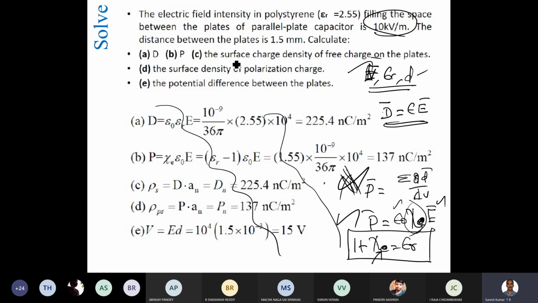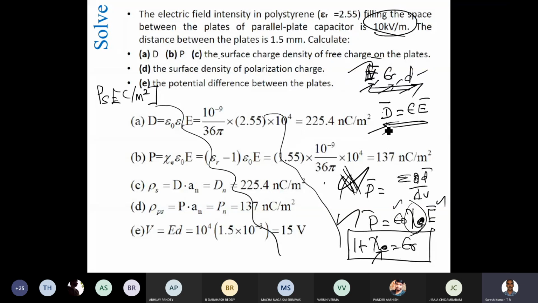Then the third point, surface charge density of free charges on the plate. Surface charge density rho s. Really, I think today I didn't discuss any formula, but think about this rho s. Do you think you can calculate anything from this? You'll think you can't remember any formula, so you write the unit. Coulomb per square meter. Rho s is coulomb per square meter. Now think whether anything is possible from this. E is given, epsilon r is given, d is given, and we have just calculated D.